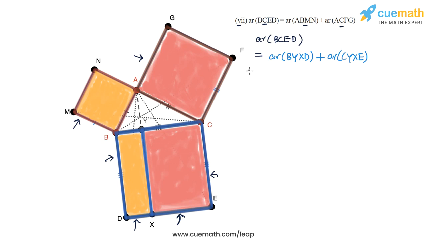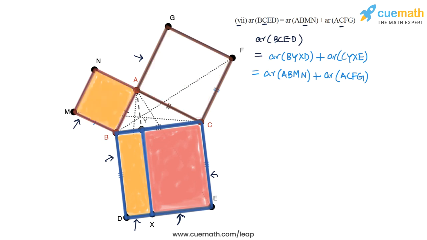And now the area of BYXD, this rectangle, is the same as the area of square ABMN. So instead of BYXD, we can write the area of ABMN, and instead of the area of CYXE, we can replace it by the area of square ACFG. So this basically proves that the area of the whole square BCED is the area of square ABMN plus the area of square ACFG.